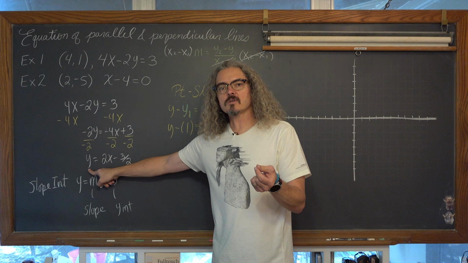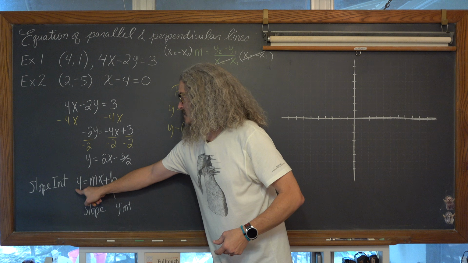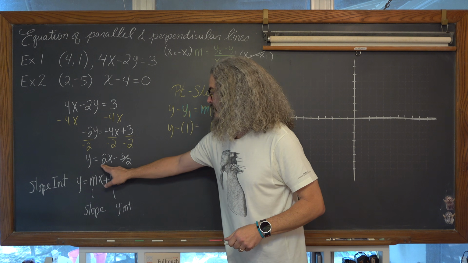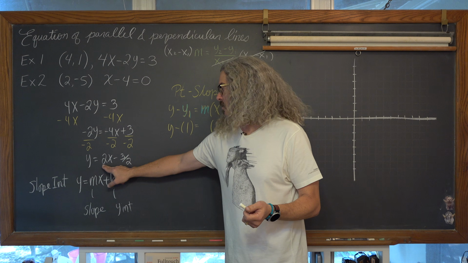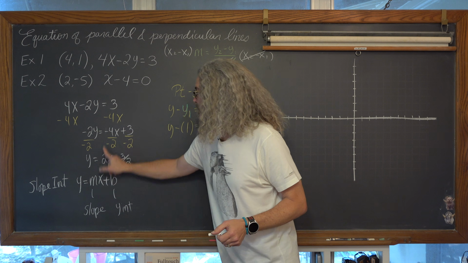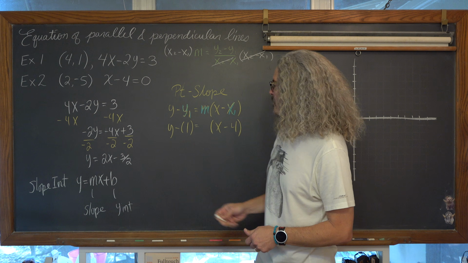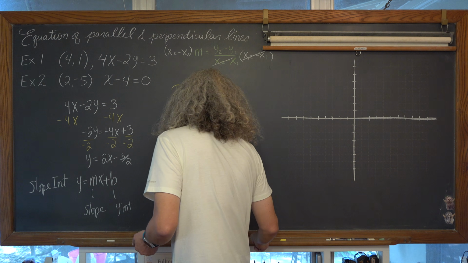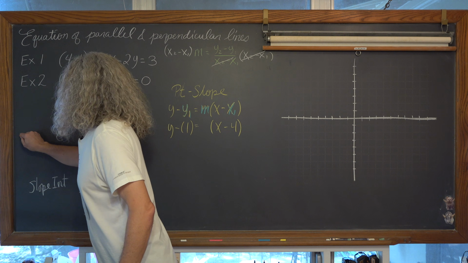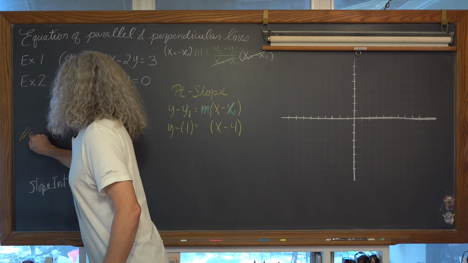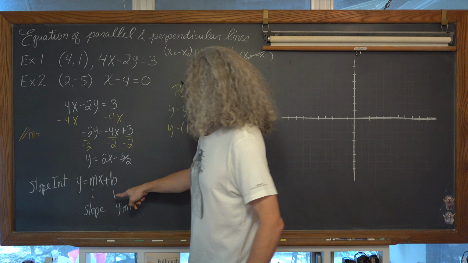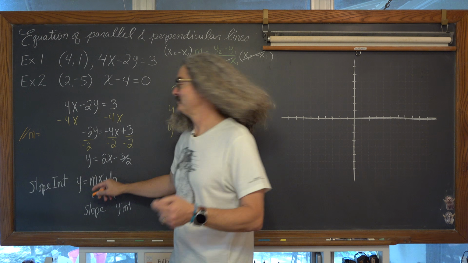Once that y is solved for, and on the left-hand side of the equal sign all by itself, the coefficient of x is going to be that slope. So the slope of our given line is, and I'm going to put it over here, is equal to, the parallel slope is going to be equal to, well, 2.